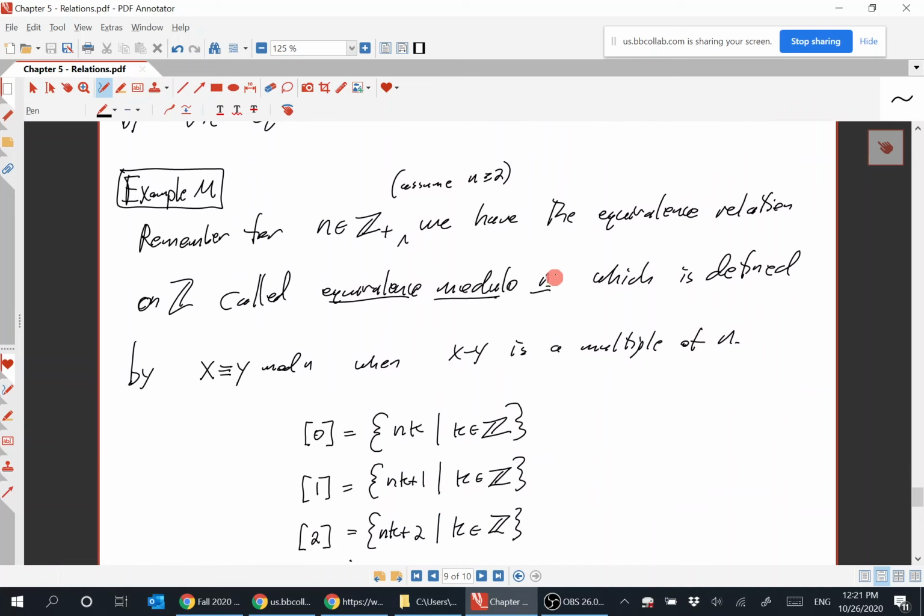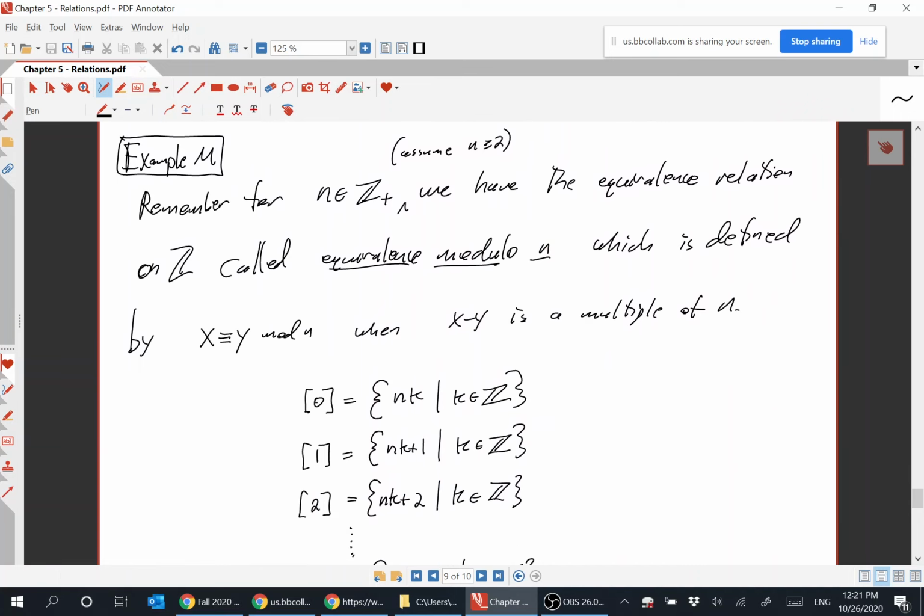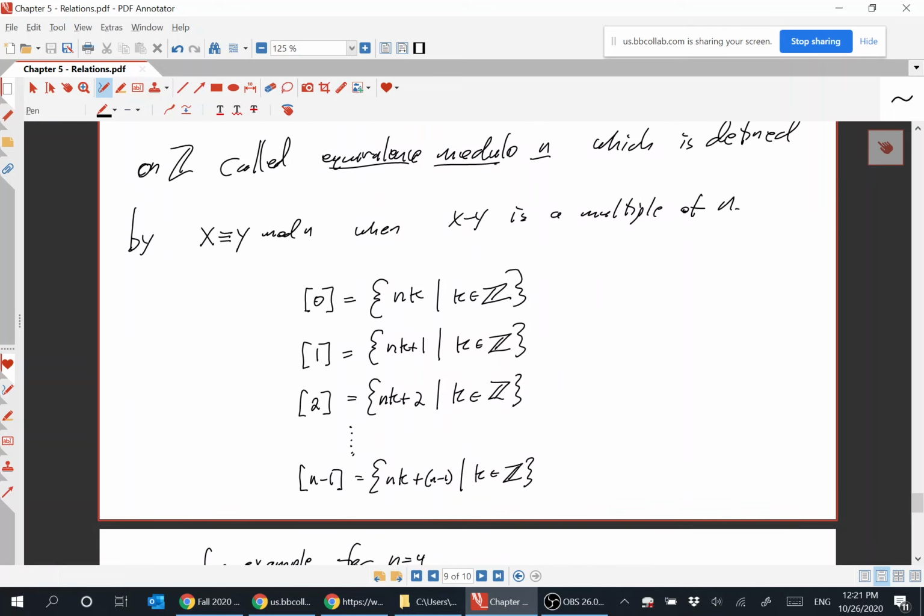So then, we want to look at some examples of what this partitioning is, because that's an important aspect of these equivalence relations. So back to example M. So you have some positive integer n, usually at least 2. And we have an equivalence relation on Z called equivalence modulo n, which is defined by X is equivalent to Y mod n when X minus Y is a multiple of n.